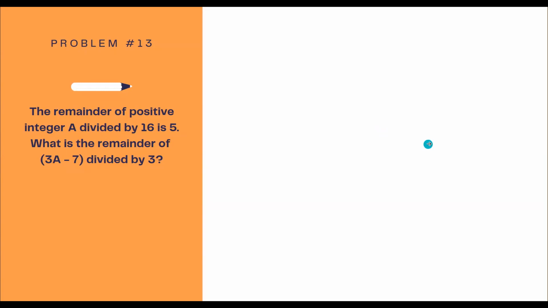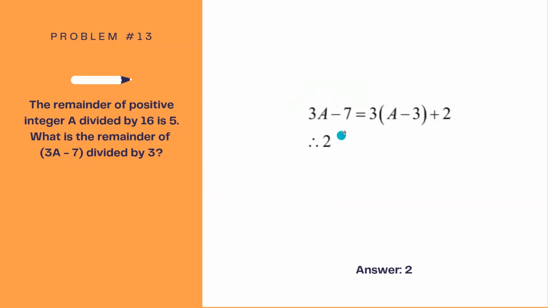For this problem, we have 3a minus 7, which means we divide it by 3. So we have 3a minus 7 equal to 3 times (a minus 3) plus 2. This plus 2 will be the remainder. We simply rewrite this into this form. When we say 3 times a certain term, it is divisible by 3. But if we add some number here, plus 2, this plus 2 will be the remainder. So the answer is 2.